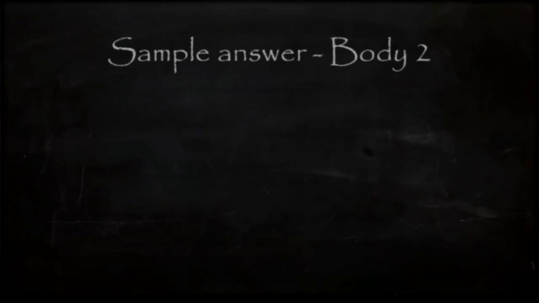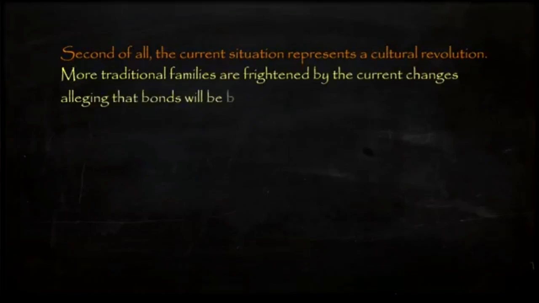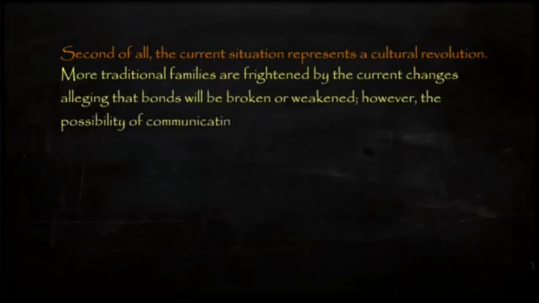Following the same organization of the body 1, here is how the body 2 could be written. Pay attention to how the same elements of the organization are used. Second of all, the current situation represents a cultural revolution. More traditional families are frightened by the current changes, alleging that bonds will be broken or weakened.